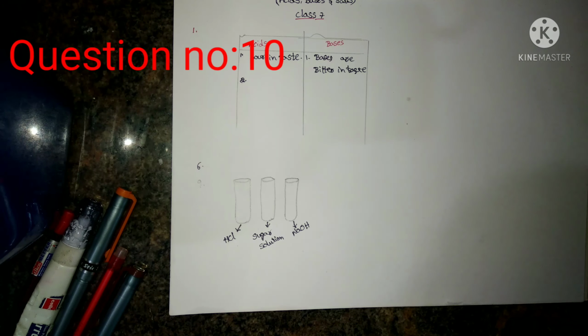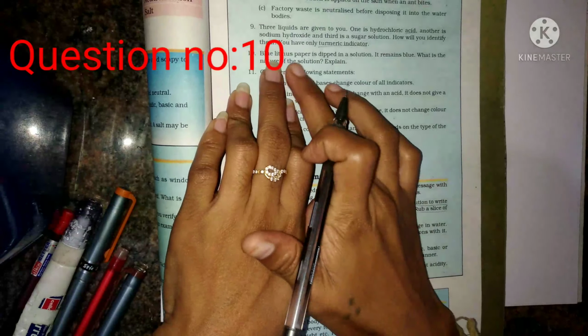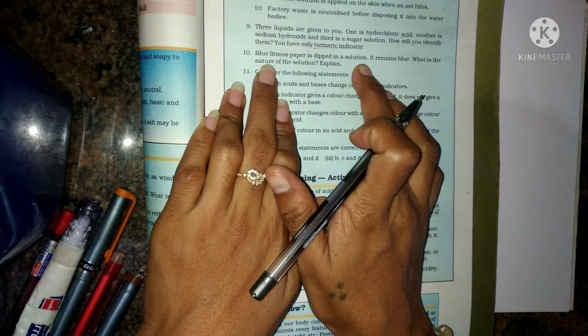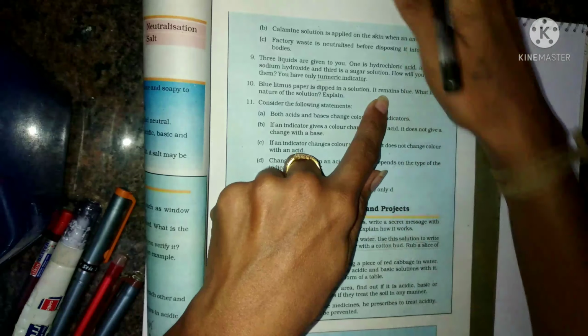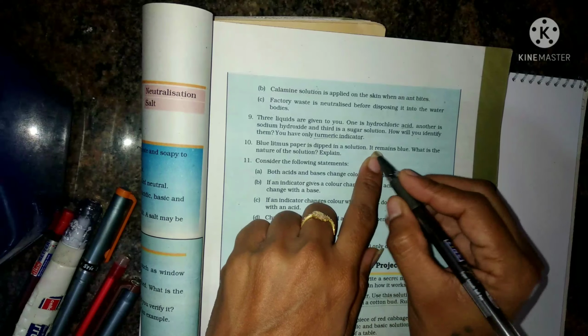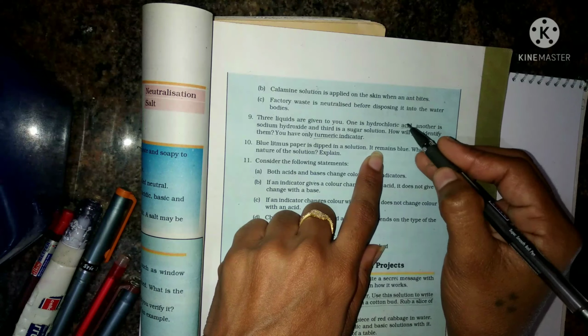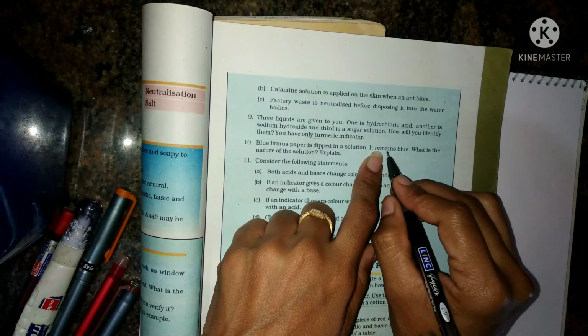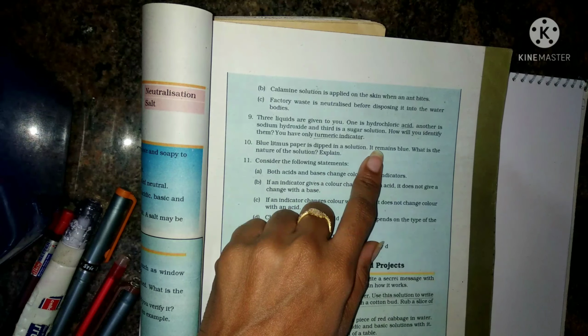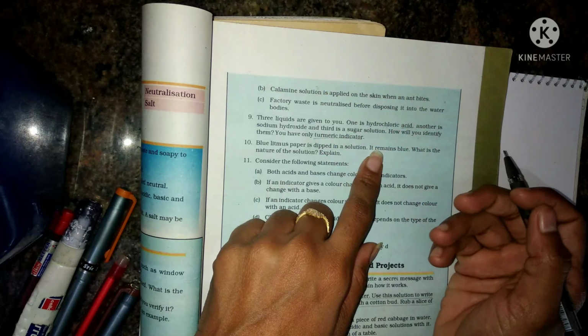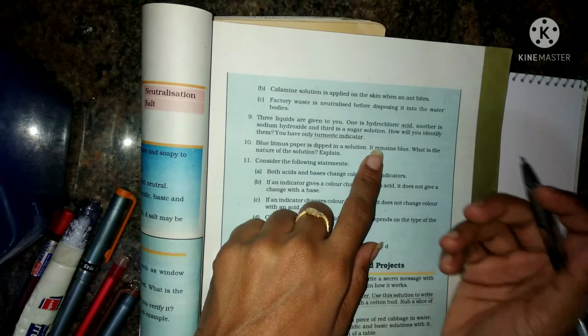Next, come to the 10th question. Blue litmus paper is dipped in a solution. It remains blue. Now please observe this point, students. If blue litmus paper turns to red color, we can consider it as acid, but it remains blue. So it might be either neutral or base. Both chances are there. So next we will see what further information he has given.